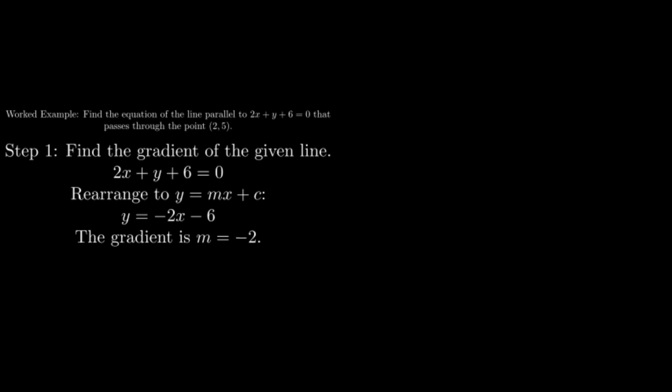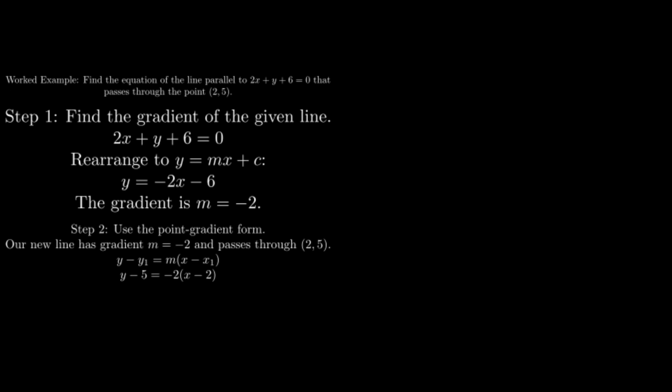Since our new line is parallel, it must have the same gradient. So the line we're looking for has a gradient of -2 and passes through the point 2, 5. We can use the point gradient form, y minus y1 equals m(x minus x1). Substituting our values, we get y minus 5 equals -2(x minus 2). This is the equation of our parallel line.